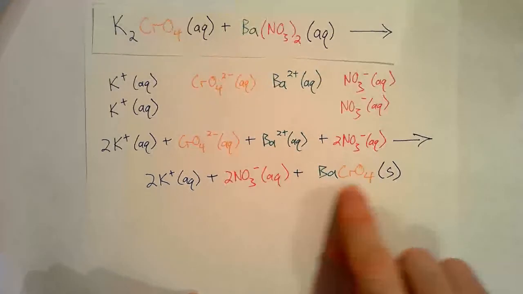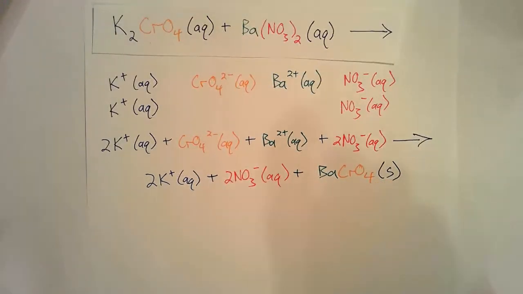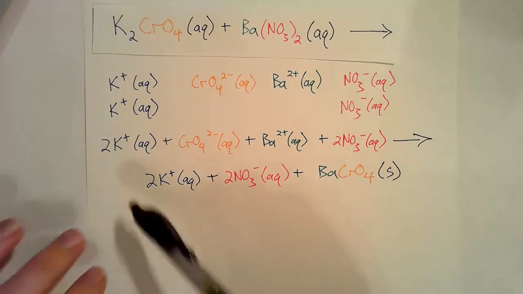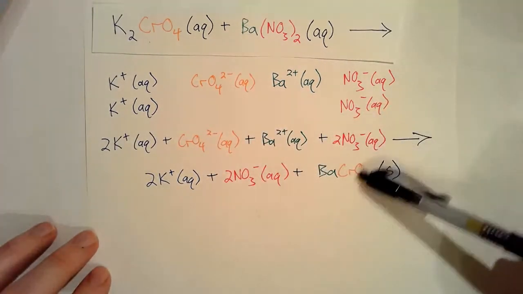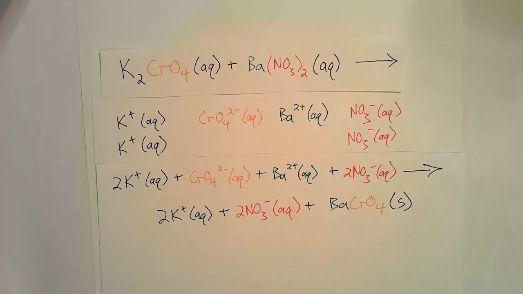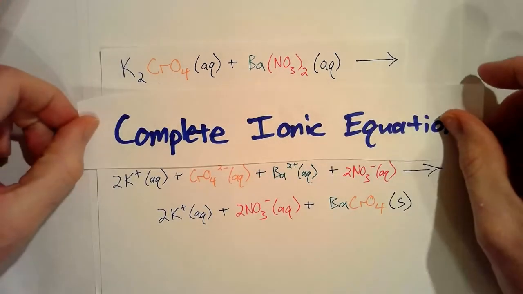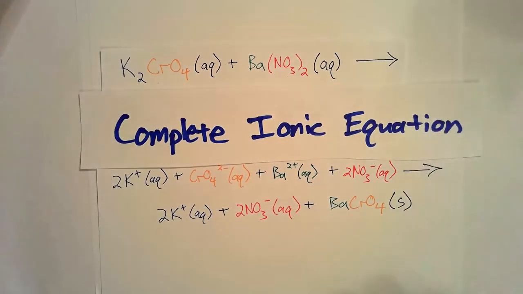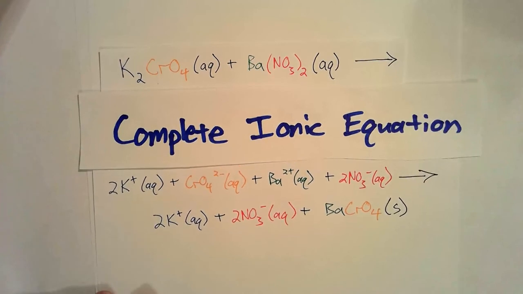I have written barium chromate as a solid here so that it is represented as a precipitate, and this is the actual complete ionic equation. So let me cut that up and I will put a label on it. Here's my label, and I'm going to put it right on top of the top ones because we don't need that anymore. And this is my complete ionic equation right here.